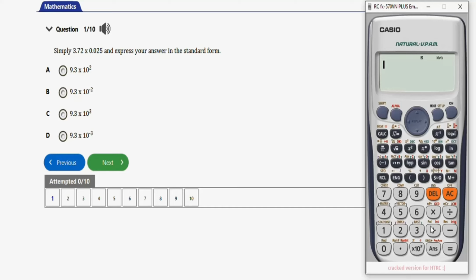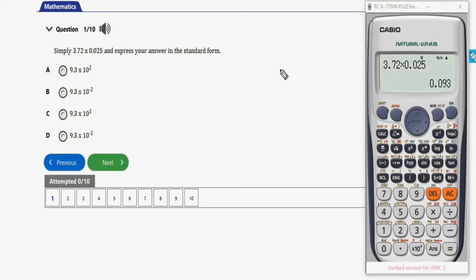Alright, so we have 3.72 times 0.025. Let's press equal to. So we have this to be the output. Now to put this in decimal, press this SD button. So we have it to be, let me write it down.